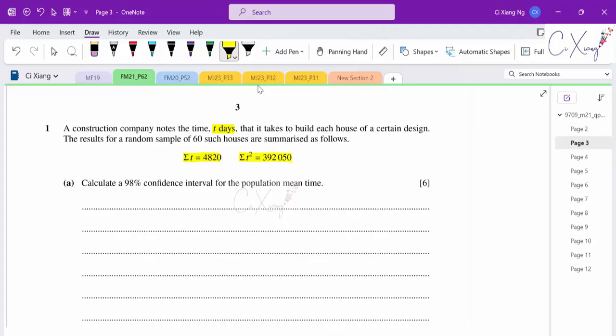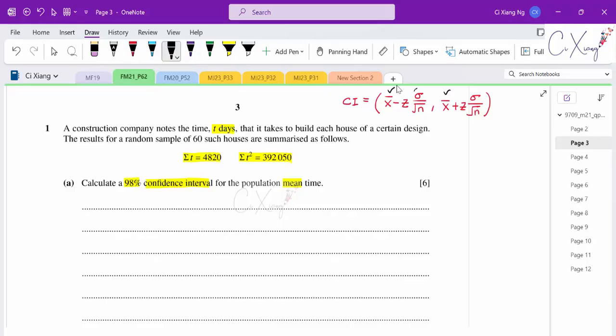First of all, they want us to calculate the 98% confidence interval for the population mean time. For your information, the general formula for confidence interval, for the mean, will be the sample mean minus z, then sigma over square root n. Then the upper limit will be sample mean plus z multiplied by sigma over square root n. There's no problem for us to find out the sample mean, I believe.